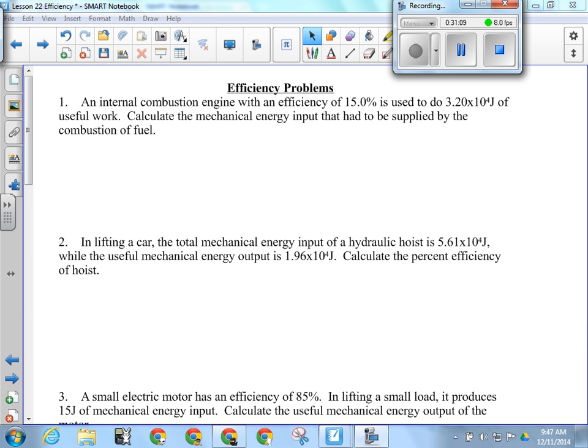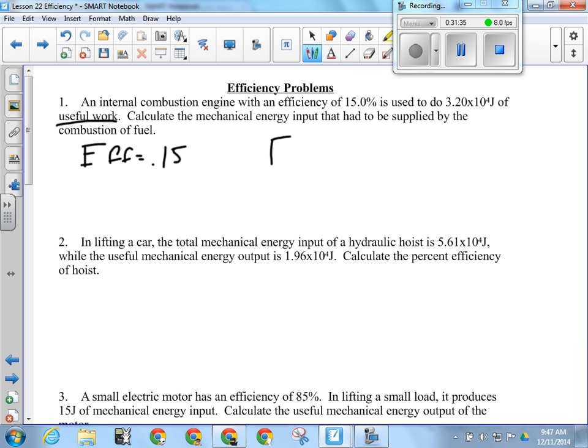Okay, so in this one here, obviously you have to do some manipulation of the formula because they give you the efficiency. Now, an efficiency of 15% means that this is our efficiency, agreed? 0.15, right? We have to turn it back into the decimal form. All right, and that's used to do 3.2 times 10 to the 4 joules of useful work. So is that the top number or the bottom number? Top number, right? Okay, so efficiency equals work output divided by work input, right?